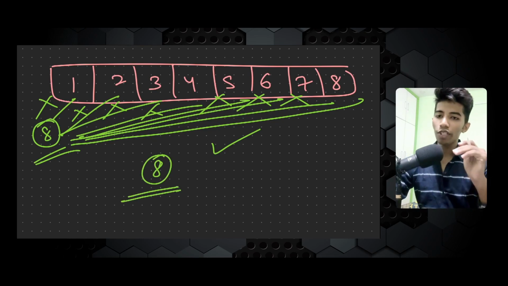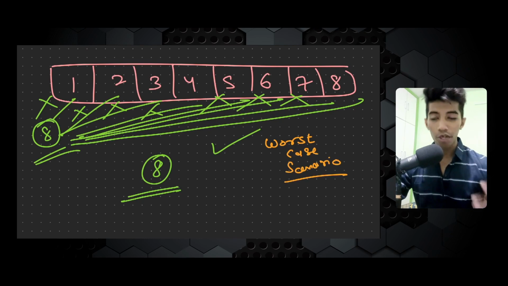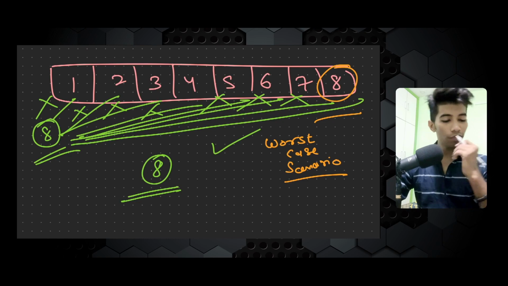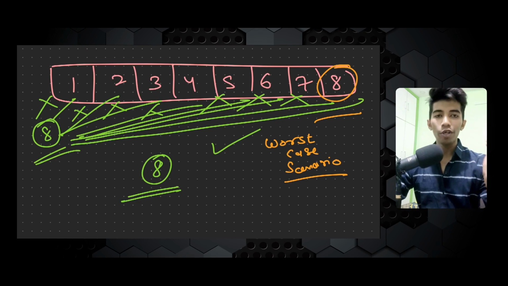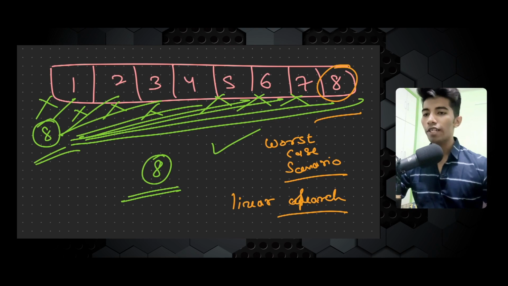You are noticing that this is the worst case scenario, where my 8 is at the end of the array. In such cases, my time complexity will increase drastically. This searching method which we are doing is termed linear search. This is called linear search.